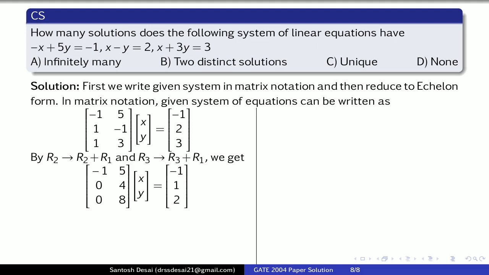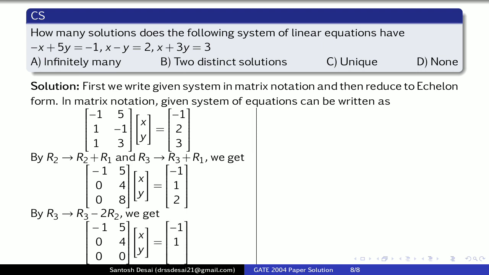Again we use the second element of the second row and bring 0 below that, and for that we use the transformation R3 changes to R3 minus 2 times R2, and thus we get the first two rows as they are, so it is minus 1, 5, 0, 4, and the third row you will get 0, 0, xy as it is, and this is equal to minus 1, 1, 0.